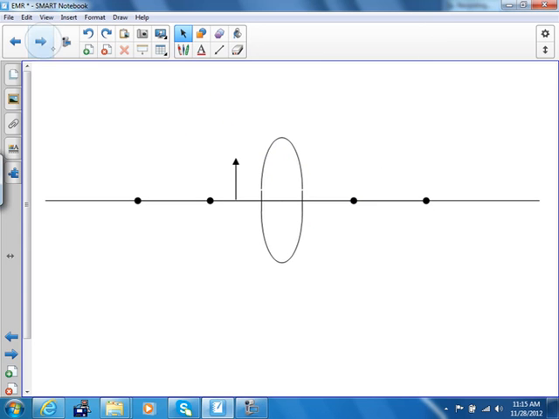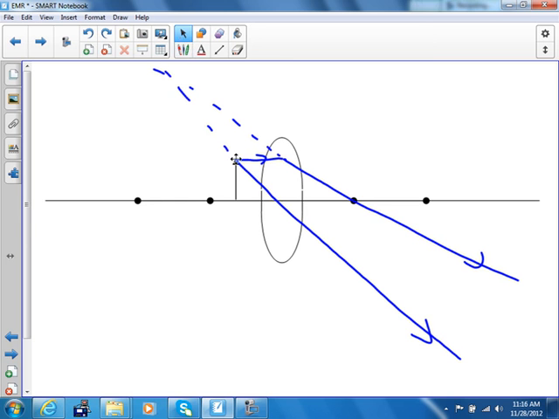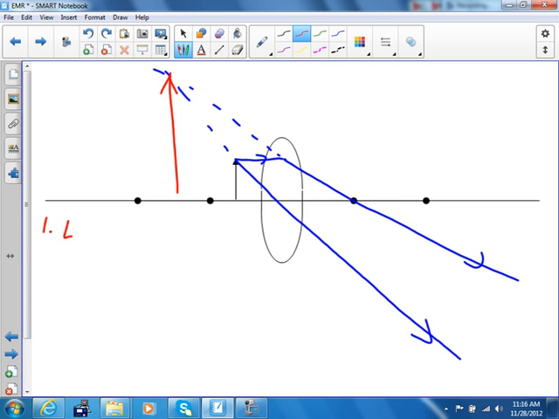Okay, next one. This time, we've got our final diagram for a converging lens where we have the object in between the lens itself and the focal point. First ray is going to go from the top of the object. It's going to go parallel to the principal axis. Then it's going to go down through the focal point. Second one is going to go from the top of the object down through the optical center. They don't converge on the right-hand side, so we're going to have to extend the refracted rays up here. They do converge up here somewhere. What are the characteristics of this image? It's larger. It's upright. And it's virtual. Where have you seen this before?